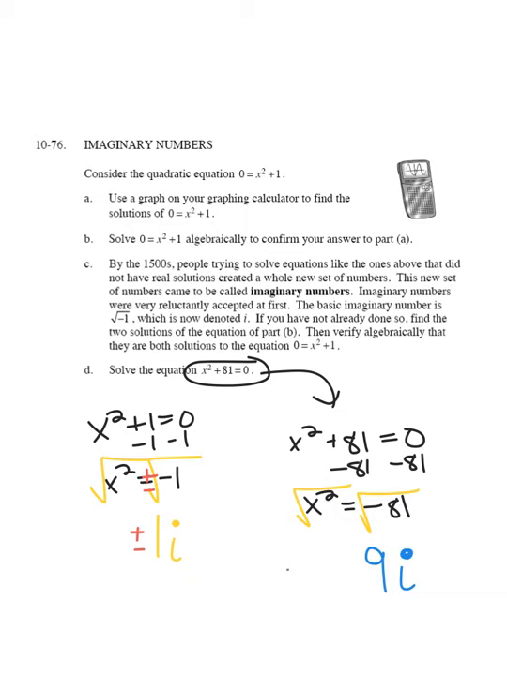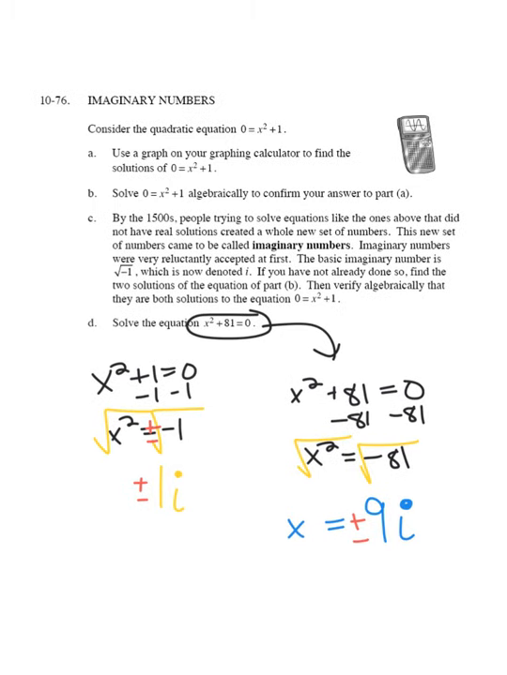And don't forget, you could have two separate answers, positive imaginary 9 or negative imaginary 9. And if you prefer, you can write them separately: 9i and negative 9i. Let's see about how we can use this further.